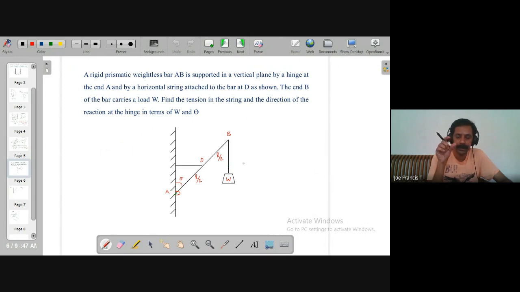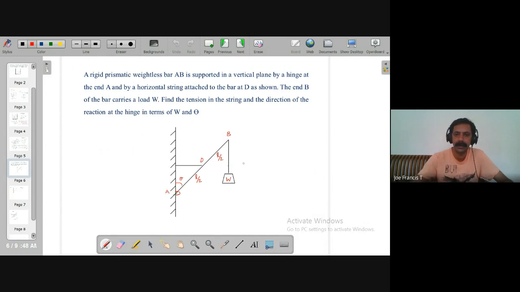So you have a bar AB, a rod AB, which is supported by a hinge at A, and a weight W is hanging from the other end. To prevent it from falling down, you have attached a string at the midpoint of the rod, and that string is attached to that vertical. So you're asked to find the tension in the string and the direction of reaction at the hinge A.